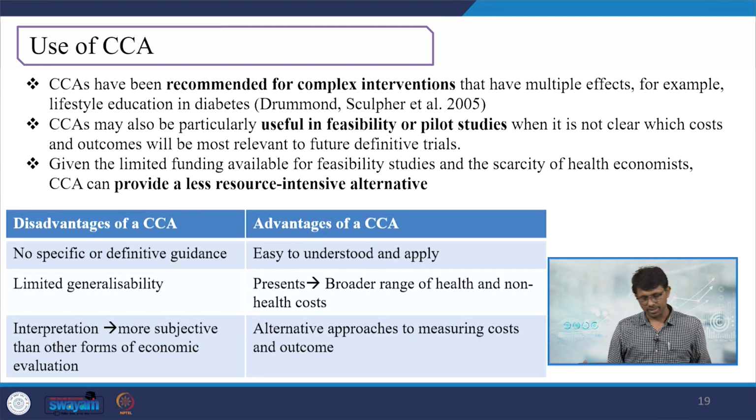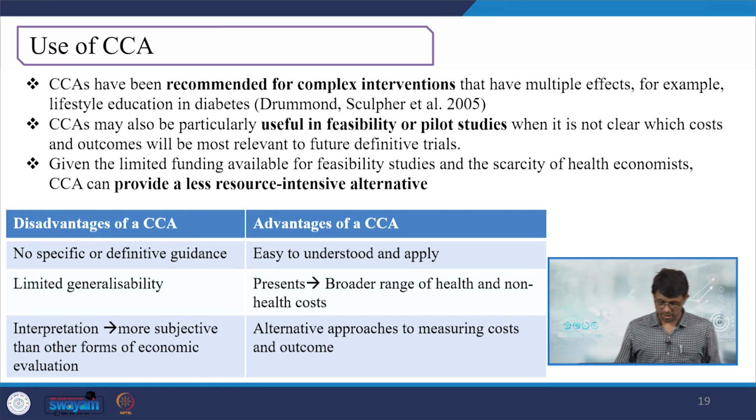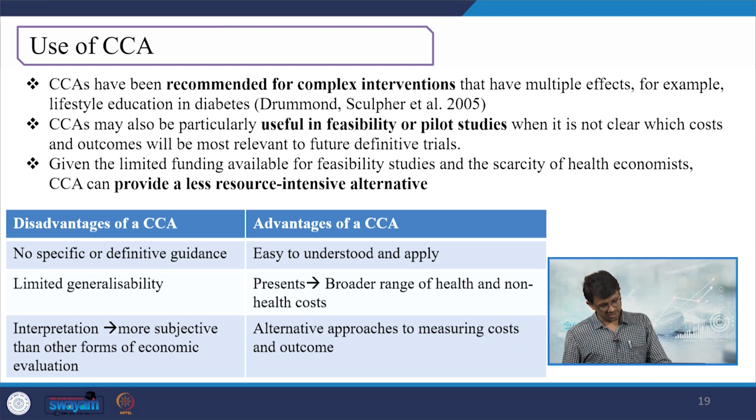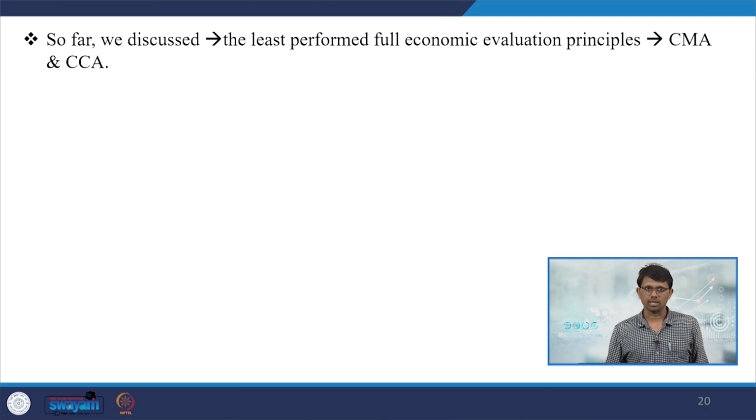So, there are disadvantages and advantages of CCA. You can go through the disadvantages: there is no specific and definitive guidance, it has limited generalizability, and in terms of interpretation it is more subjective. Whereas the advantages are that it is easy to understand and apply, and it presents a broader range of health and non-health costs and alternative approaches to measuring costs and outcomes as part of CCA. Advantages are counted.